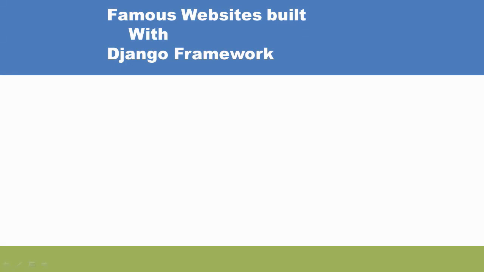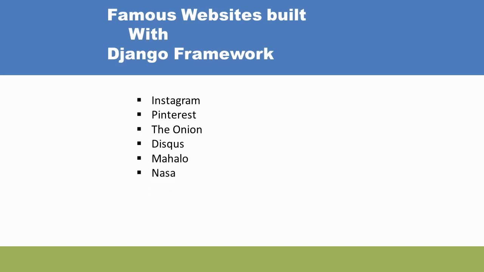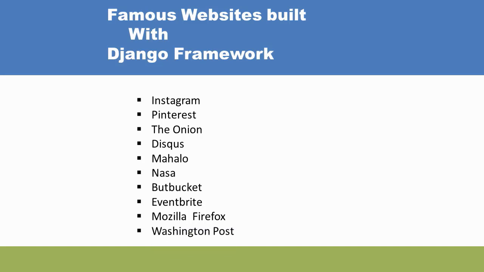In this lecture, I will be listing some famous websites that have been built using the Django framework. The first on the list is Instagram. I'm sure a lot of you may have used or heard about Instagram. Next, we've got Pinterest. It's another famous website. These are both billion-dollar companies. We've got The Onion. You may not have heard of it, but it's slightly famous as well. Then you've got The Discuss, Mahalo, NASA. NASA is the space company. And you've got Bitbucket, Eventbrite. You've got Mozilla Firefox. Mozilla Firefox is a web browser. And you've got the Washington Post. So these are some of the famous websites that have been built using the Django framework.